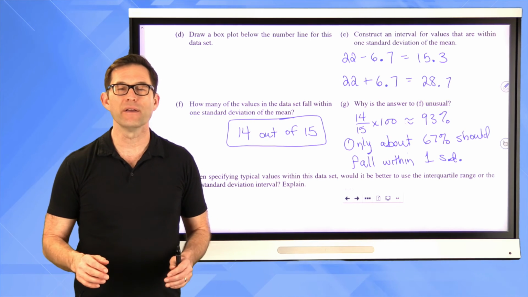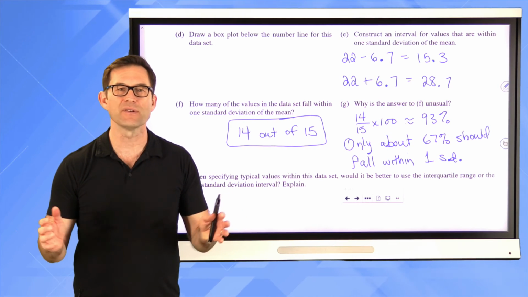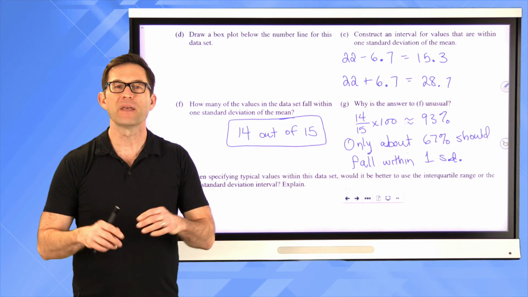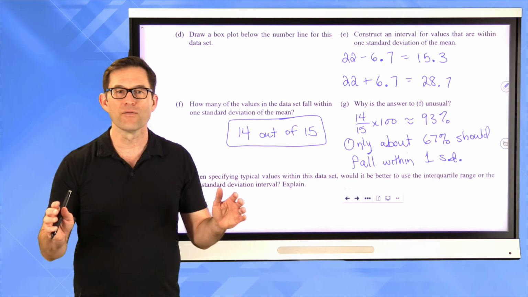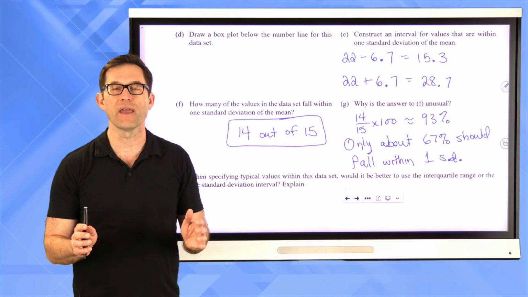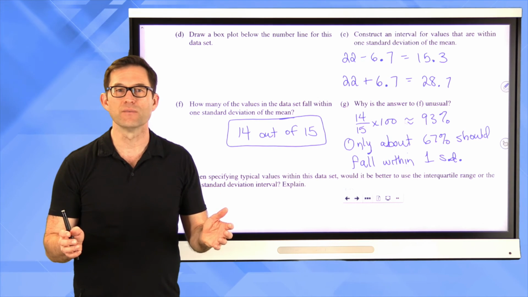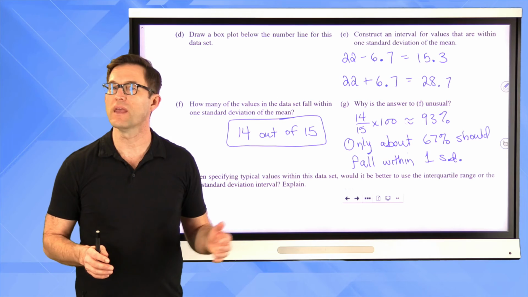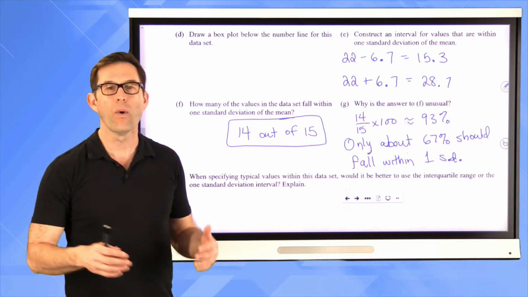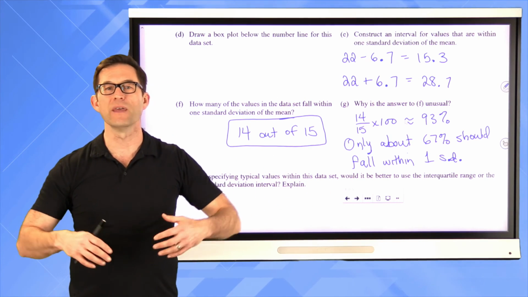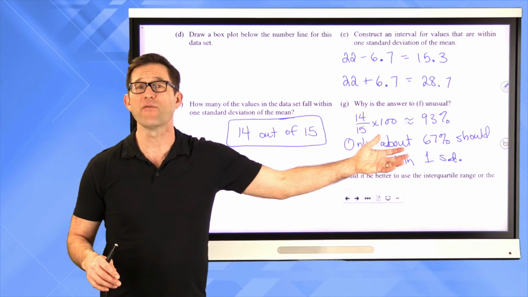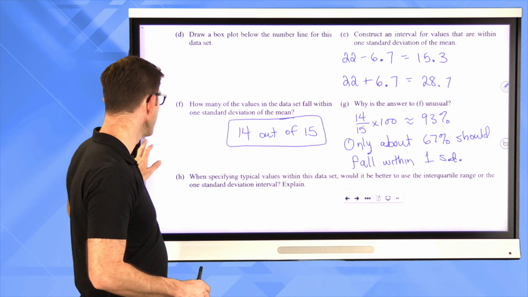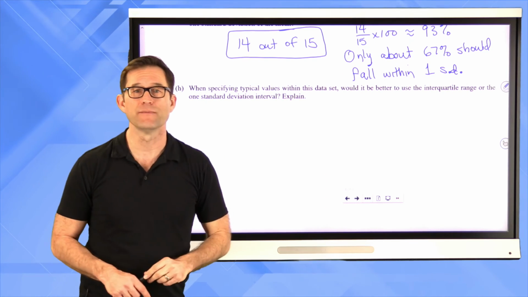All right, and that really illustrates what's problematic about the outlier, right? The outlier is making the mean larger, which in and of itself isn't too bad, but because it makes the standard deviation so much larger, that interval that contains all the values within one standard deviation of the mean is far too large, right? One standard deviation of the mean is supposed to be including just the typical values, but this is including basically everything.